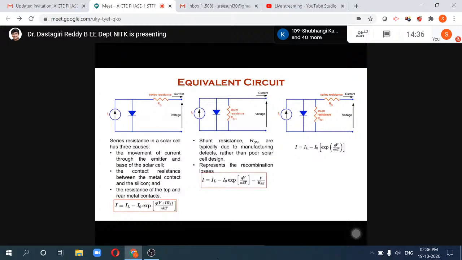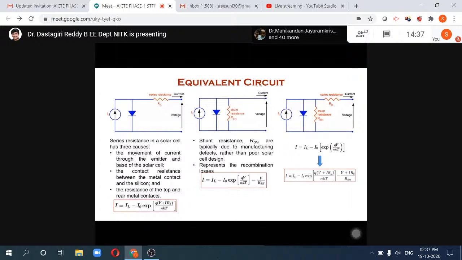So to represent the total equivalent circuit, it will be like this. If there are multiple junctions, then you have to go with a different model. I hope you are all aware of that. Finally, this will be the resultant current equation, which is shown here.